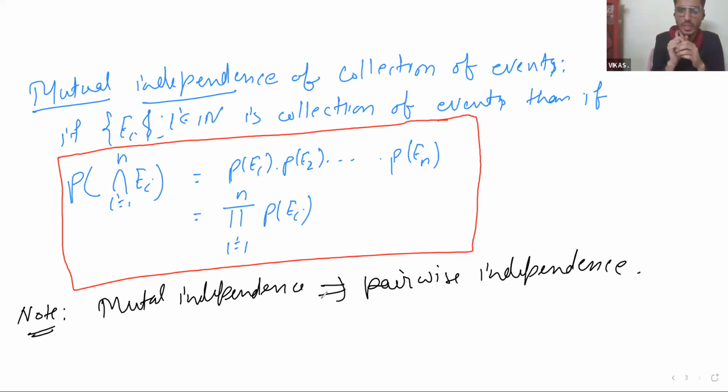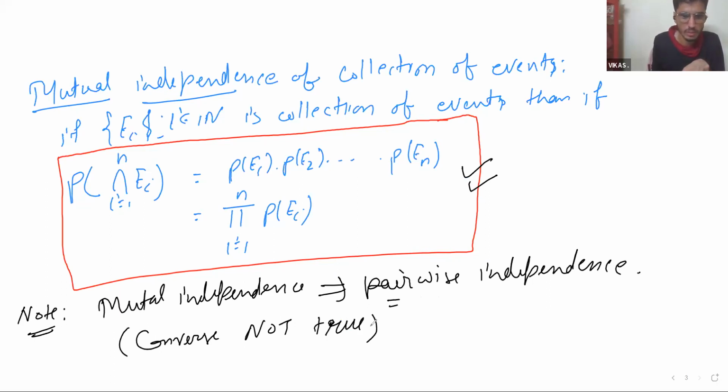If you have a collection of events and any pair of the events is independent, you cannot say that the whole collection is independent. Because if you want to define the collection as mutually independent, you have to take each subset of it, and each should satisfy this. In pairwise independence, we only take two events from the collection. So this is important.